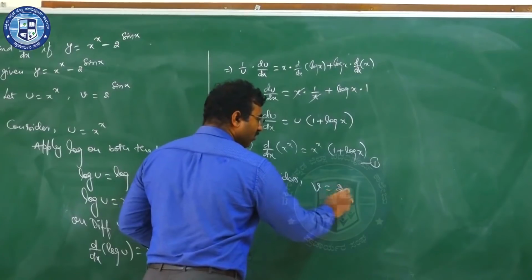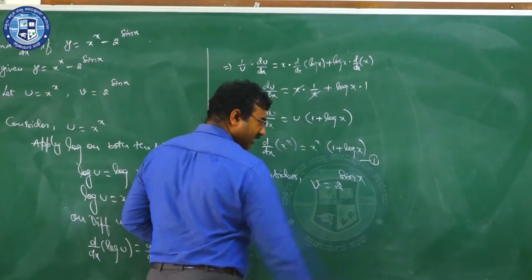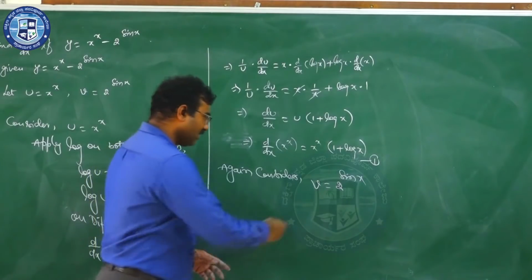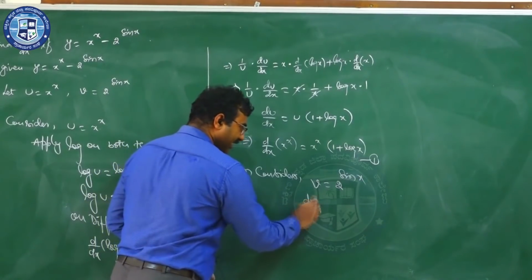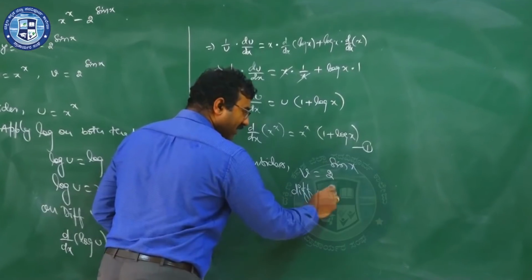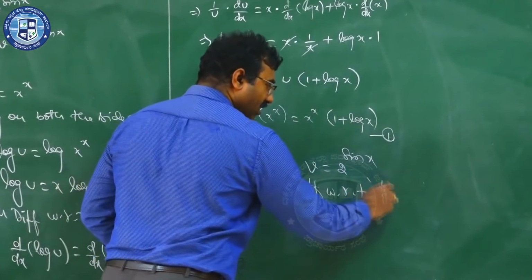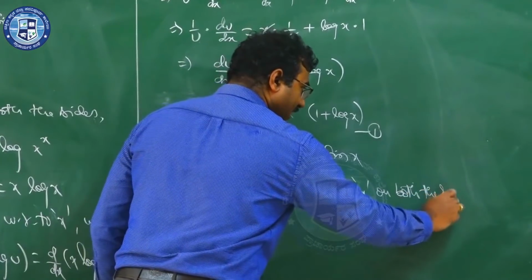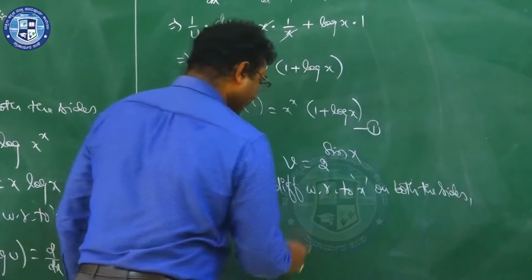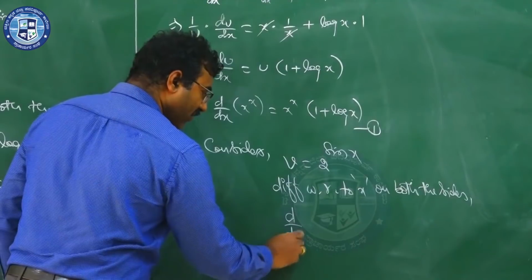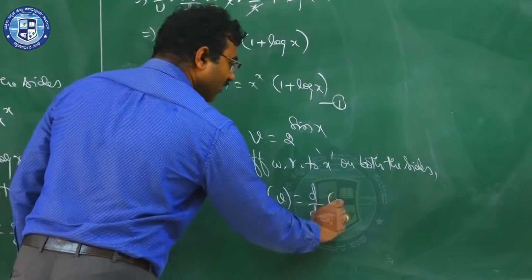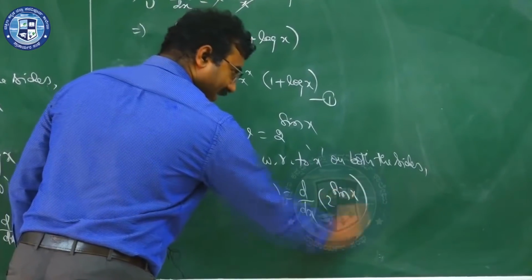v is equal to 2 power sin x. Directly, we can apply the formula a power x here. That's why we differentiate with respect to x on both sides. What happens here? d by dx of v is equal to d by dx of 2 power sin x.